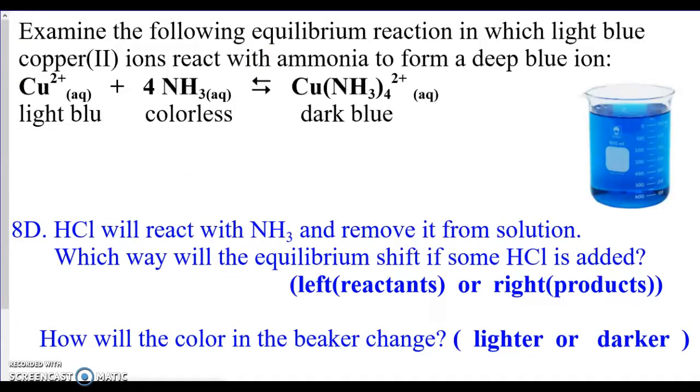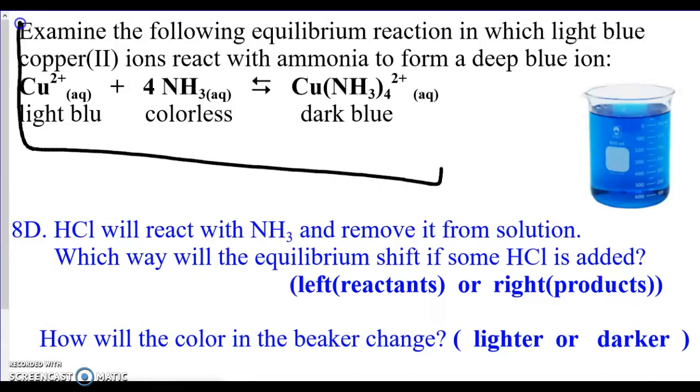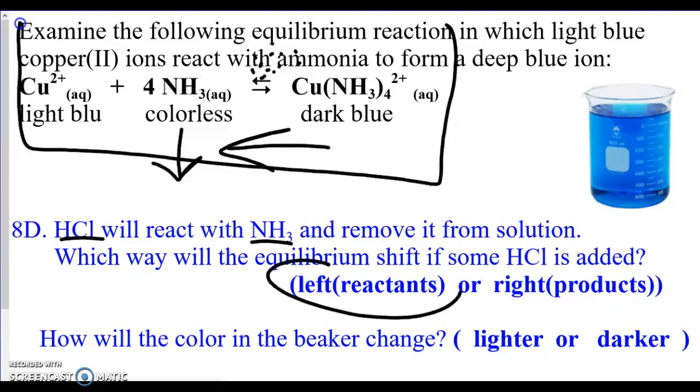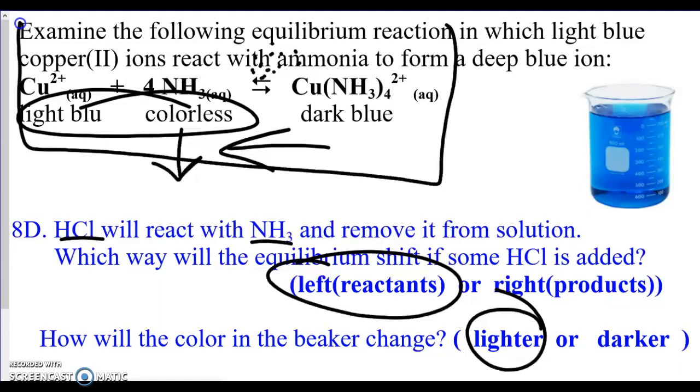Some HCl is added to this beaker. So again, here's our beaker. We're adding some HCl to this beaker. It says the HCl reacts with ammonia and removes the ammonia from the solution. So in other words, we're taking the ammonia out. Well, if we take out the ammonia, which way will it shift and what color will it be? Pause the video, give that a shot. If we remove the ammonia, it's going to shift to produce more ammonia, so it's going to shift to the left. If it shifts to the left, it's going to become light blue and colorless, so it's going to become lighter in color.